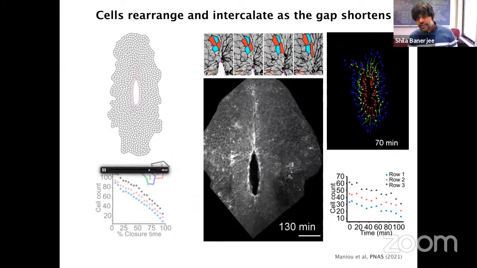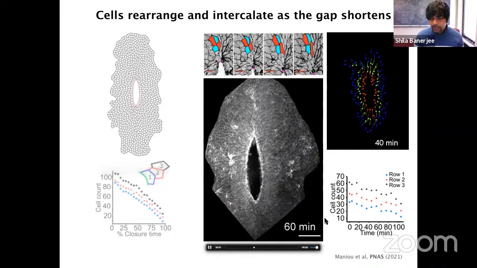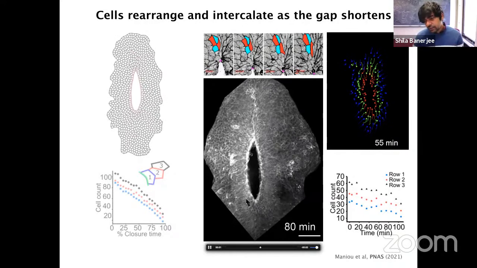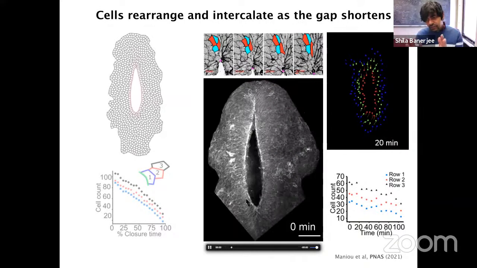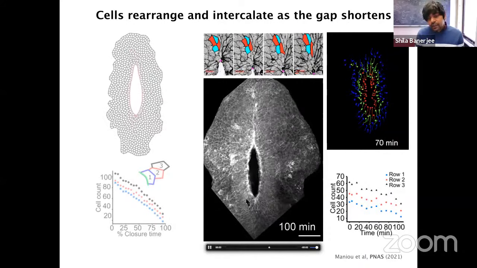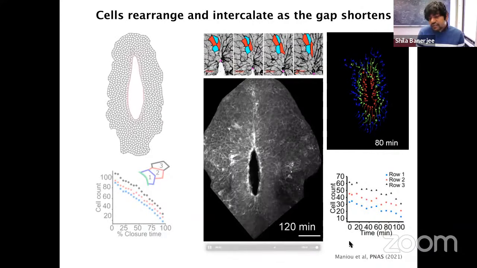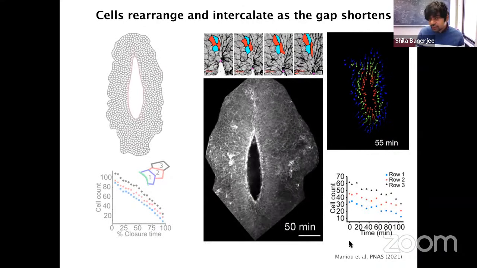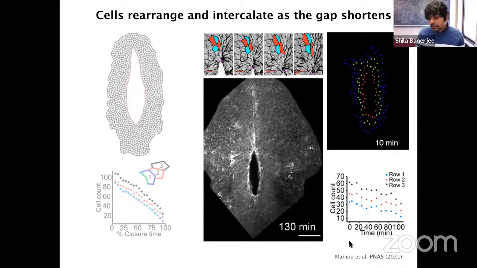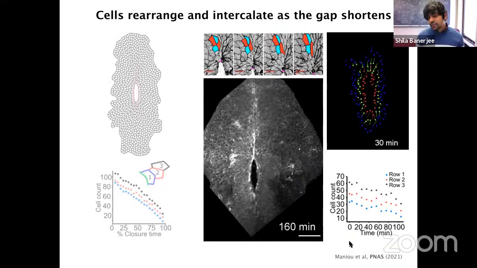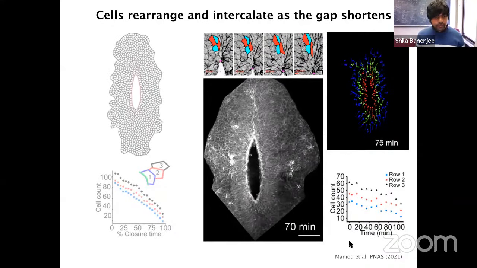You can see that cells actively intercalate away from the gap edge, and over time the number of cells around the gap reduces. Okay, and if you did not have that, that would create some sort of defect in the patterning of the epithelia. Because you will likely have more rosette-like structures, something that you don't want here.